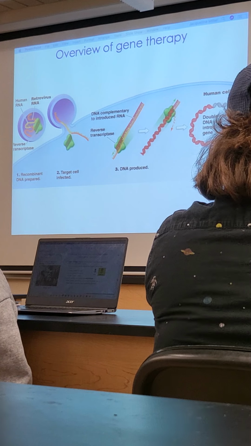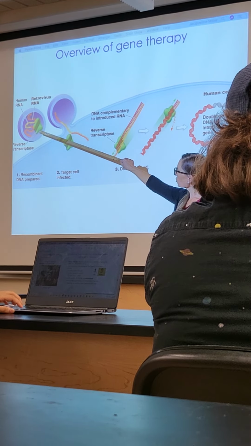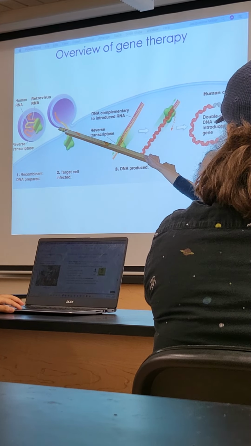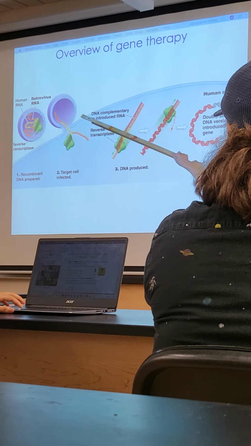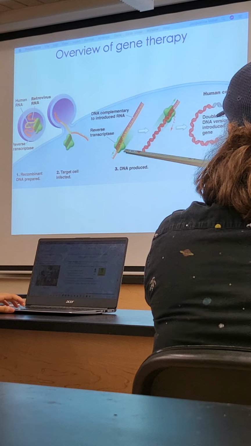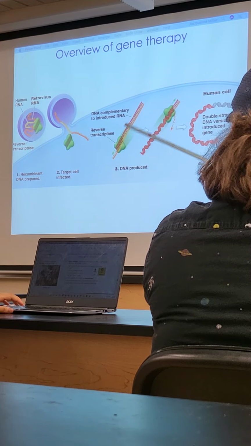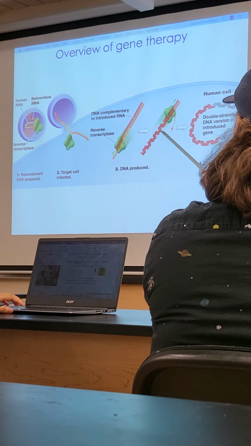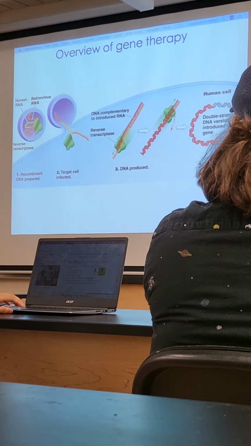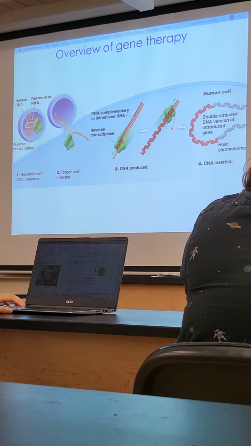So this shows what the idea would be for gene therapy. You would put your target gene, the human RNA here, you put it into the retrovirus. That virus infects cells, and then reverse transcriptase, which is encoded by the virus, will be used to make a DNA copy. The DNA goes into the nucleus and gets randomly inserted in. That's what you hope will happen for gene therapy.